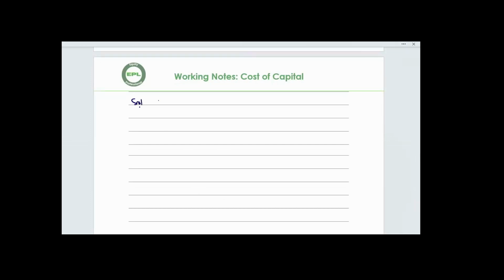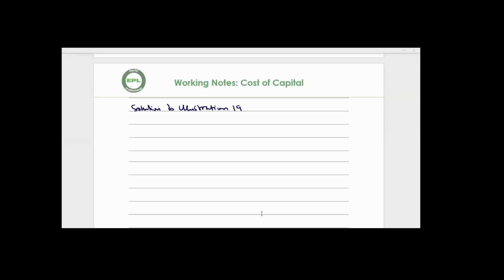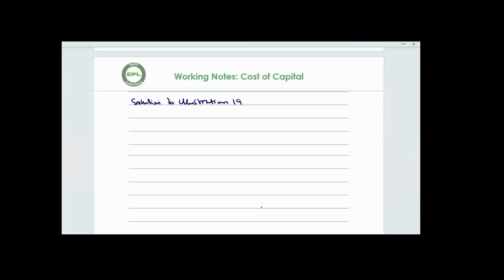All right, solution to illustration 19. I think it's still on page 36 or 35. Let me confirm. 33, yeah, 34. 33. Yeah. So here is page 33.